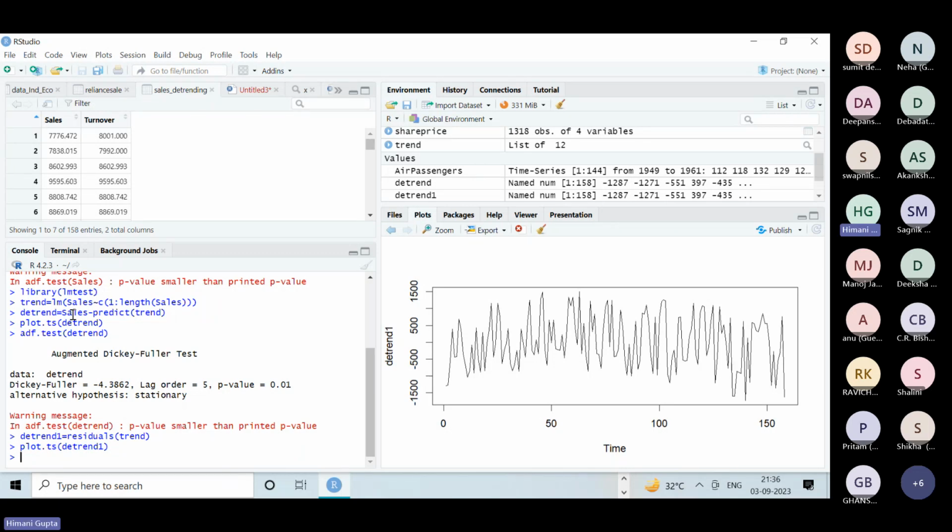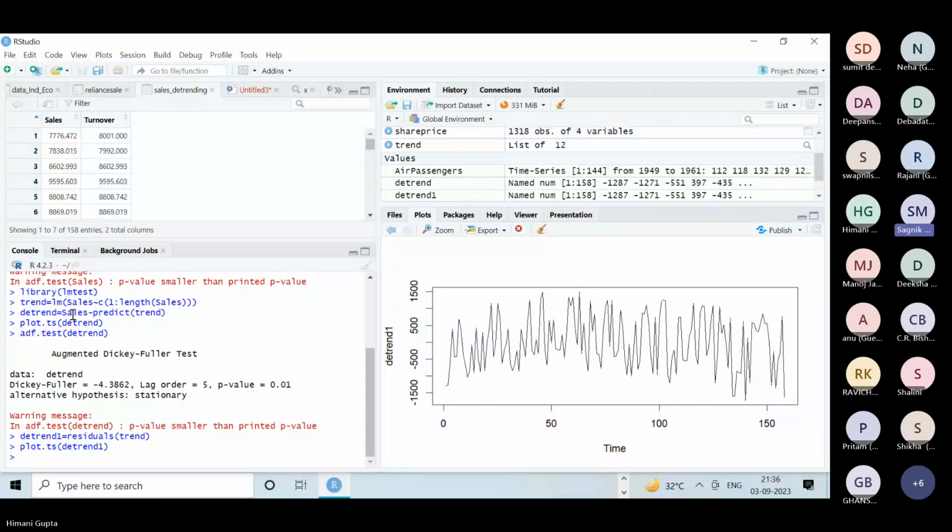Got it? So that means now you are able to know how to detrend the series, how to remove the stochastic trend and how to remove the deterministic trend. Any doubt in these two? No, madam.